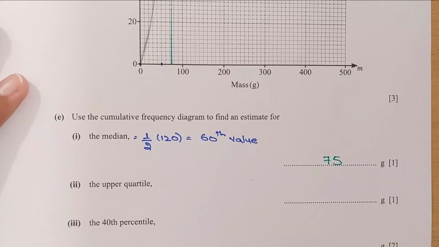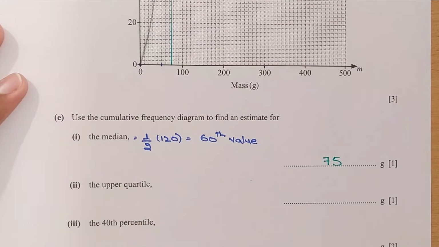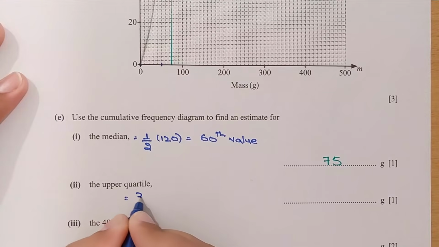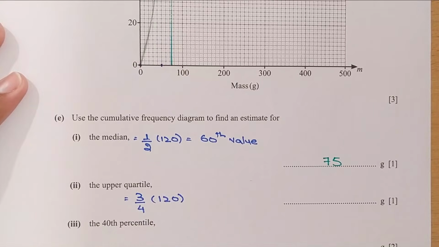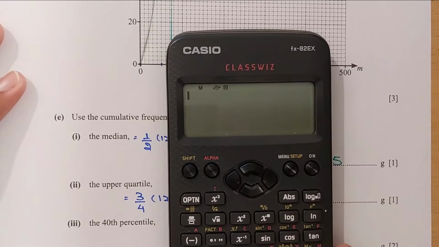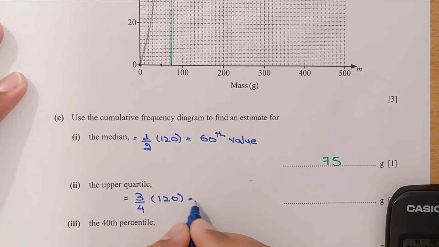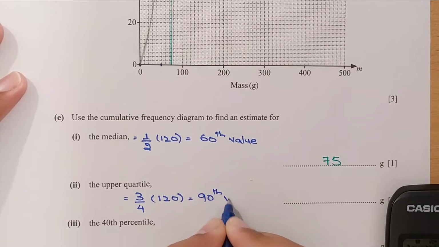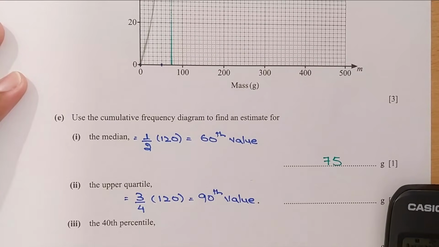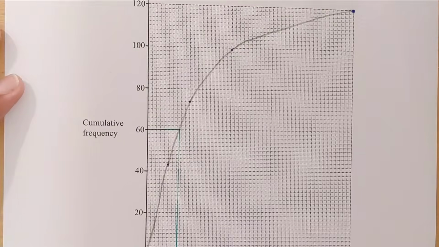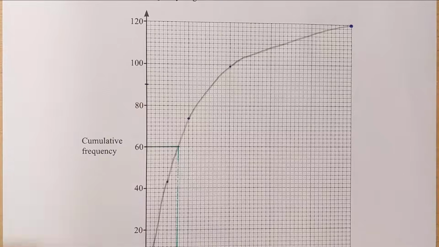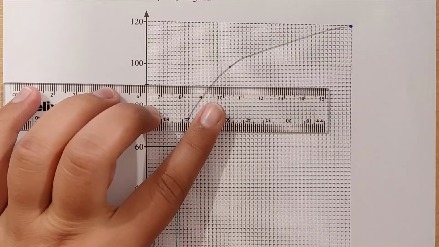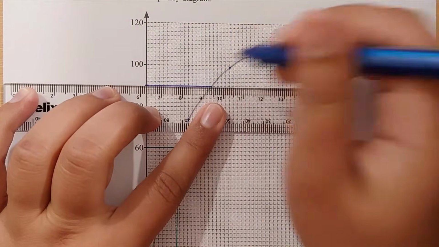Now for the second part, the upper quartile. The upper quartile is 3 by 4 of the value, 3 by 4 of 120. So what is 3 by 4 of 120? 3 divided by 4 times 120 is 90, so that is the 90th value we need to find. So we have 90 over here in the middle of 80 and 100. Let me calculate the 90th value.